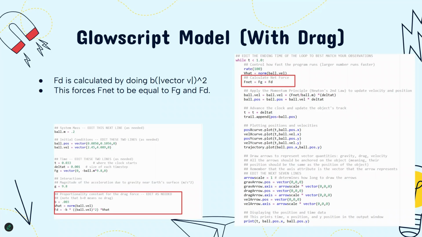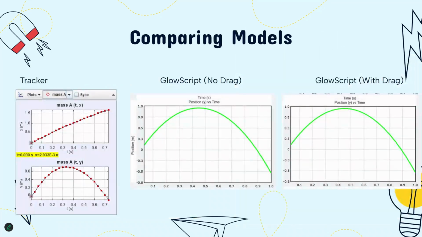And then on the left, it shows where I calculated the drag force, in which my drag force value was 0.003, and it shows how I calculated that with the v hat equals norm ball velocity, and then force of drag equals negative b times ball velocity squared times v hat. So these are all my models for the data.